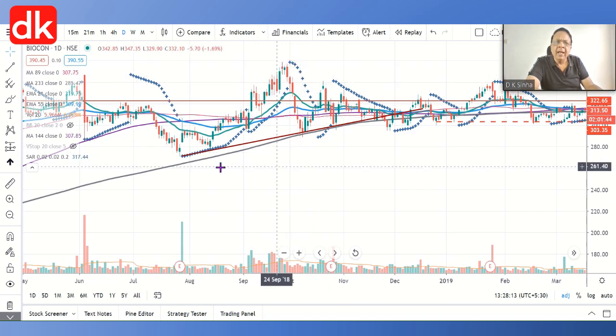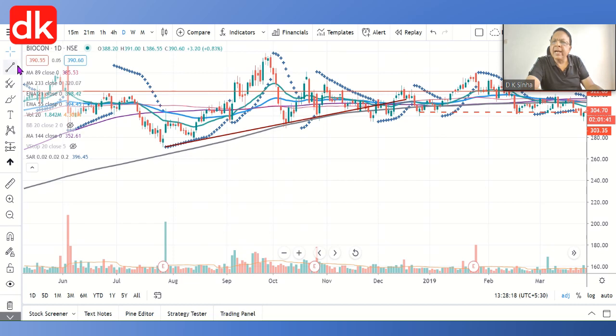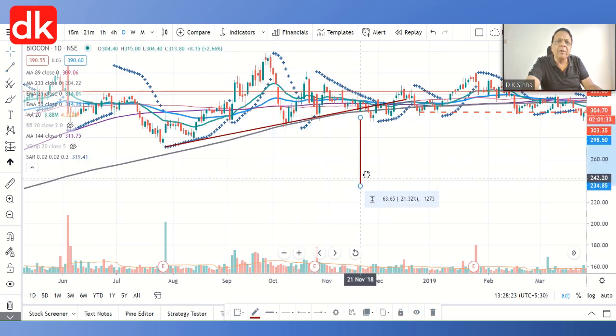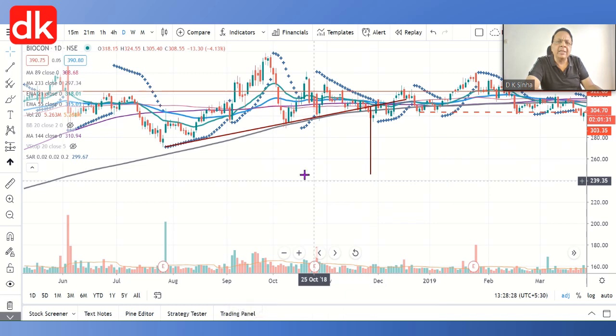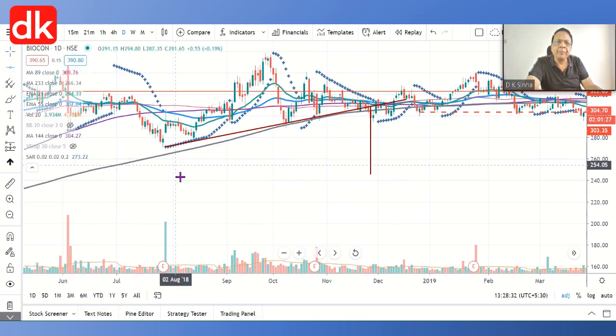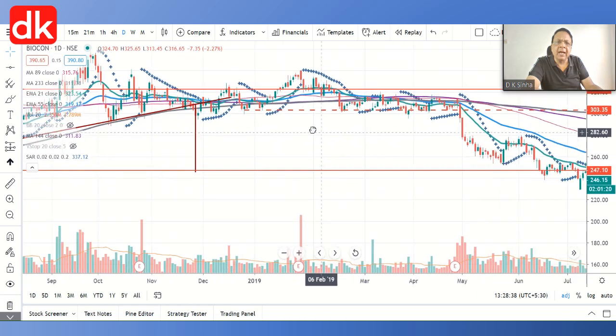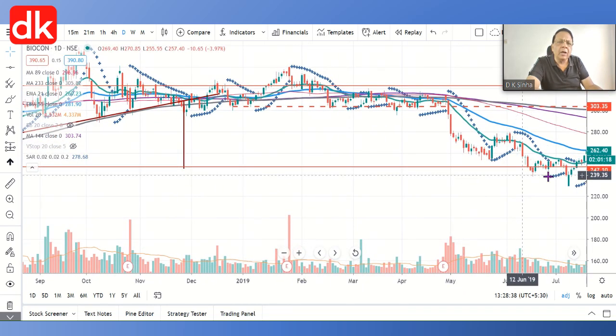and head. So as per this, how much does the target come to? I am just drawing, measuring it, and it is coming. The point of breakout was this. So target is coming here. Let me draw the horizontal line. I have drawn the horizontal line. Let us see whether the target has been achieved or not. So the target got achieved here.